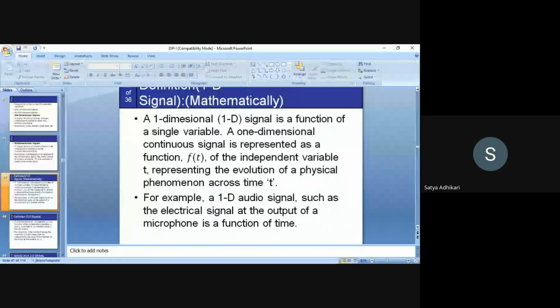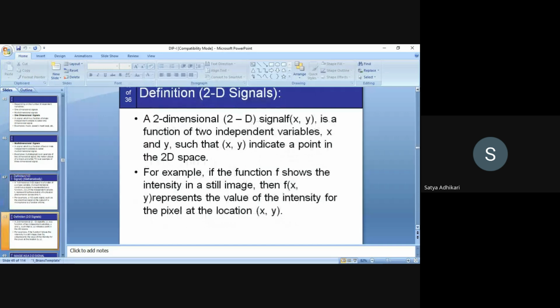A one-dimensional signal is a function of a single variable, which we have already discussed represents a function of t. So a one-dimensional audio signal, such as the electrical signal at the output of a microphone, is a function of time. We are interested in the two-dimensional signal because our image is a two-dimensional signal, x y and f of x y.